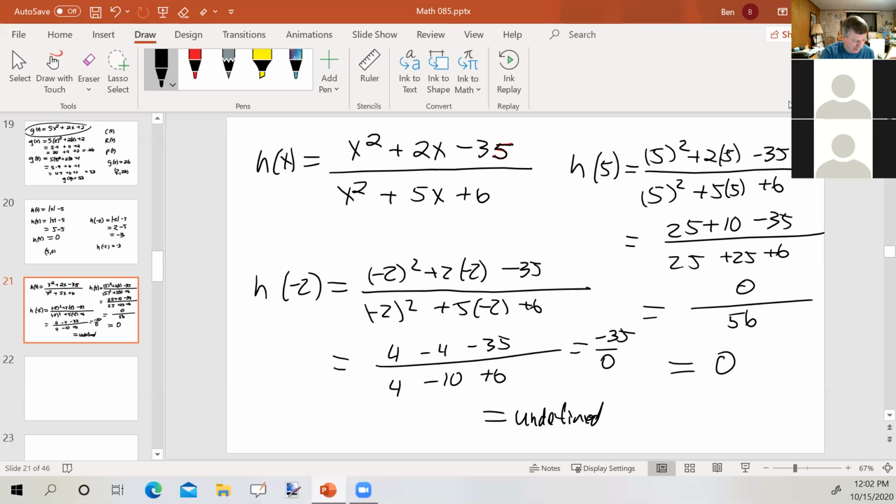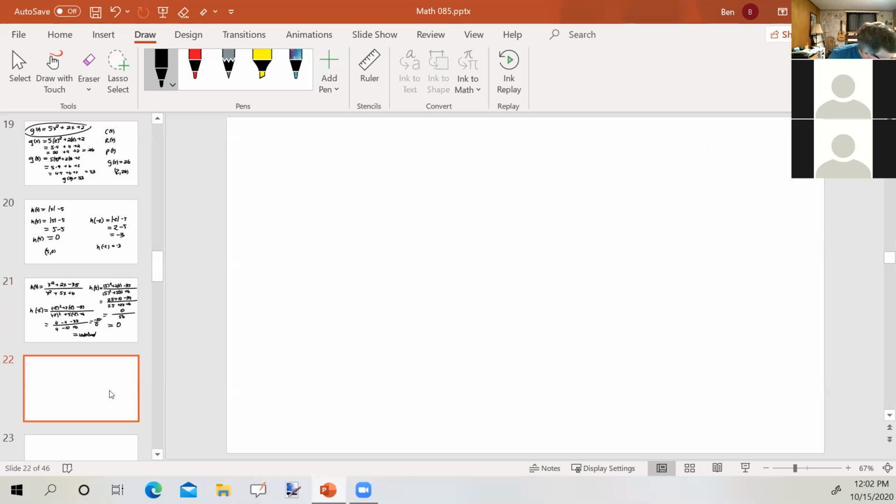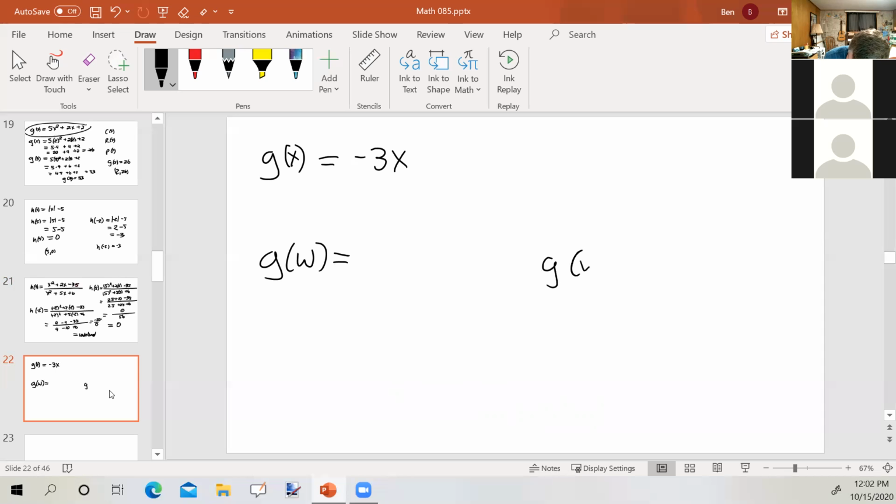Now, let's take a look at this problem. G of x equals -3x. We are supposed to find G of W and G of W plus 1.